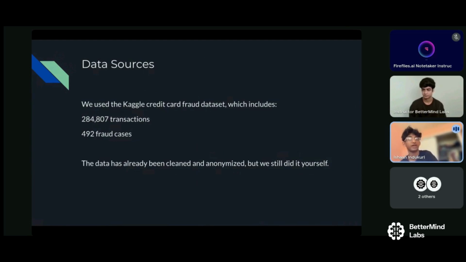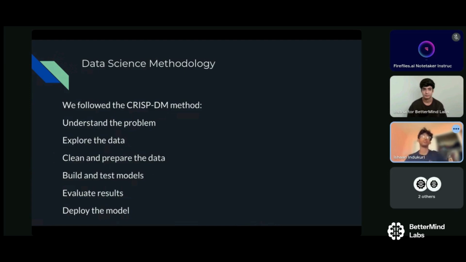We got this data from a Kaggle credit card fraud dataset, which includes 284,807 transactions, of which 492 are fraud cases. Although the data had already been cleaned in the fraud set, in the third dataset we still did the data cleaning ourselves. We followed the CRISP-DM method: understand the problem, explore the data, clean and prepare the data with EDA, build and test models through model development and feature engineering, evaluate the results, and then deploy the model through Streamlit.